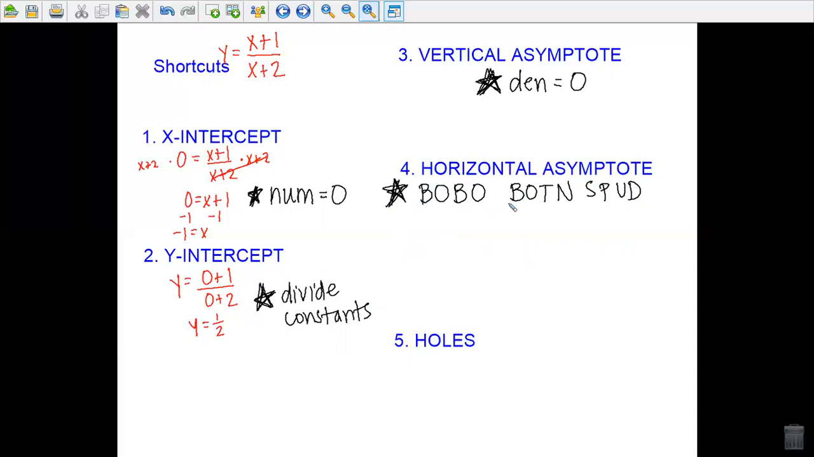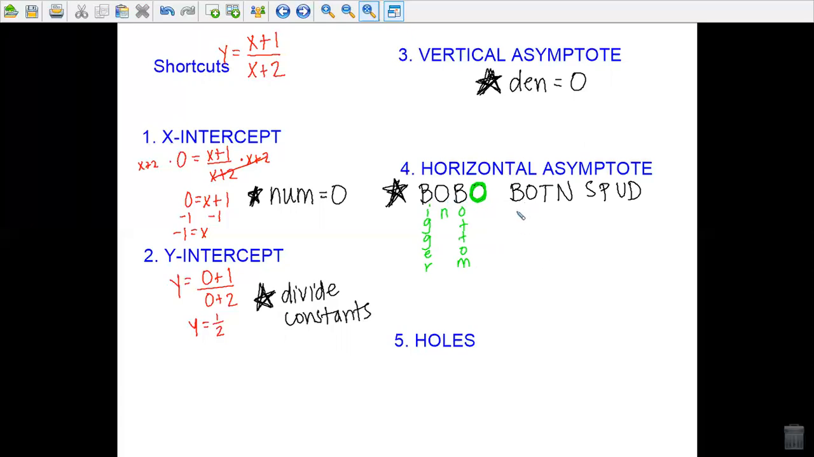You have 3 scenarios when it comes to these rational functions. Your first scenario stands for bigger on bottom, and this is talking about your exponents. If you have a bigger exponent on the bottom of your fraction, that means that your asymptote is 0. So you have a horizontal asymptote at 0, which is your x-axis.